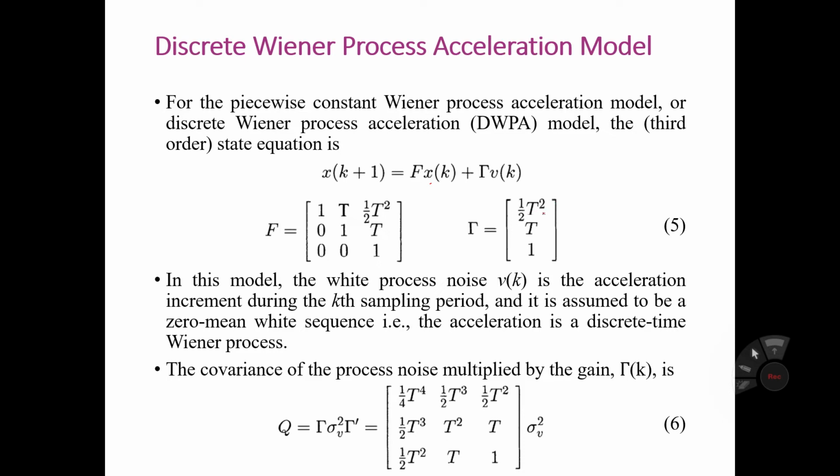So here this is the noise gain, which is multiplied with the process noise. So in this model, the white process noise v of k is the acceleration increment during the kth sampling period, and it is assumed to be a zero mean white sequence, that is, acceleration is a discrete time process. So when we put in the covariance, gamma times sigma standard deviation times the gamma transpose, then you will easily get this matrix.